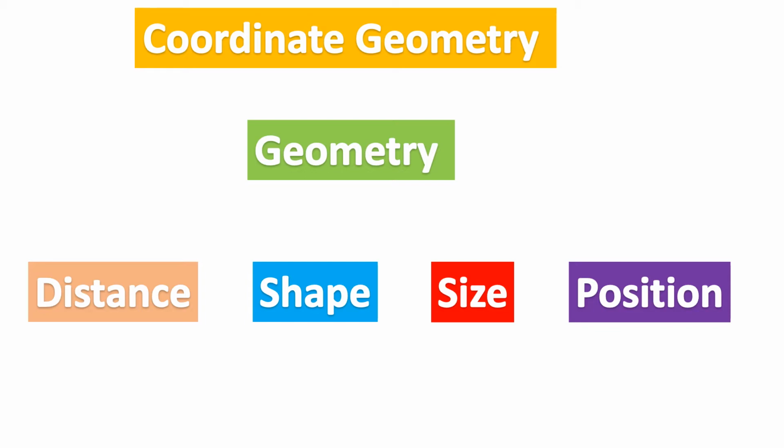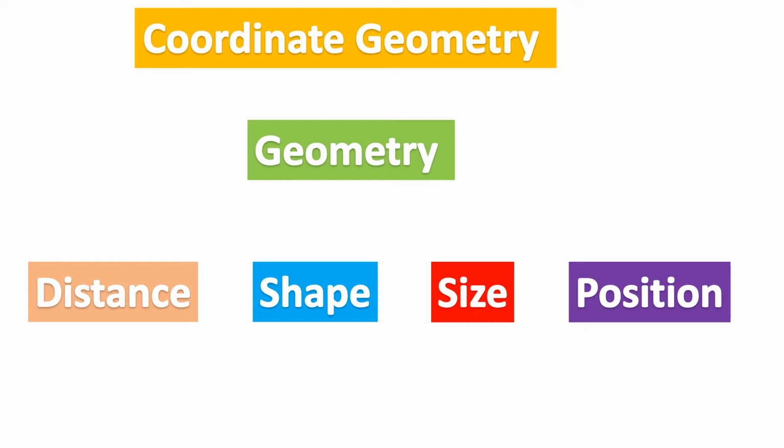Now, what is geometry? Geometry means the study or the branch of mathematics that deals with distance, shape, size and position, right? It is the study of distance, shape, size, position, etc. of a point, an object, an element, etc. So that is what geometry is.